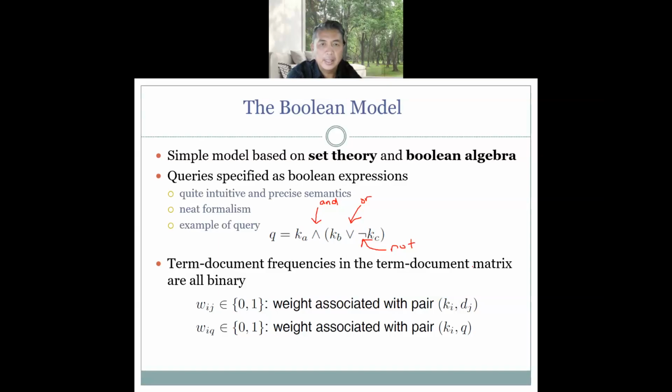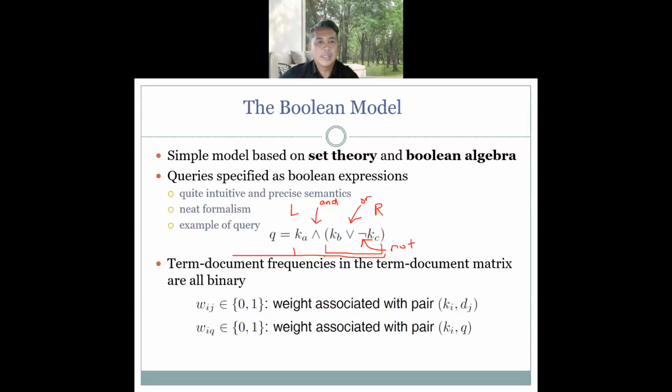Given we have a query that consists of keywords A, B, C, the way we read this is: given a query that consists of keyword A and keyword B or not keyword C. Which means that we give priority to this part first. Either the document has keyword B or not keyword C. For the expression to be true, both left and right expressions must be true.